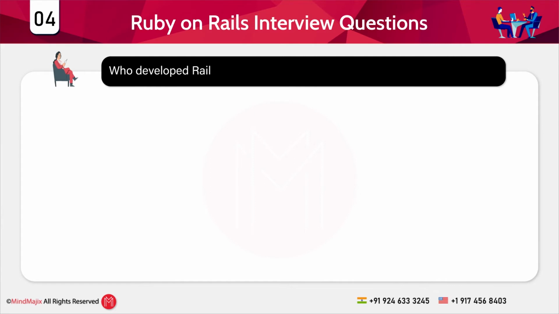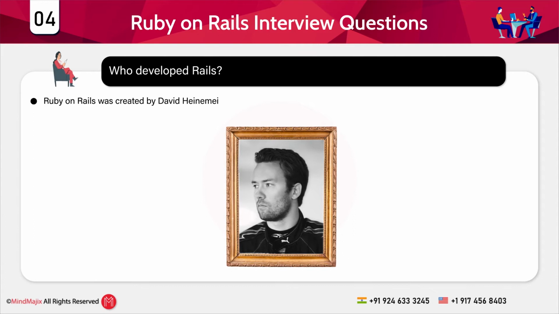Who developed Rails? Ruby on Rails was developed by David Heinemeier Hansen.